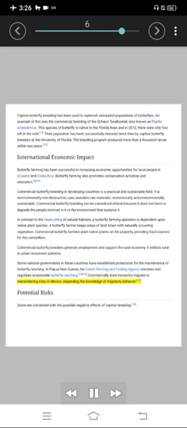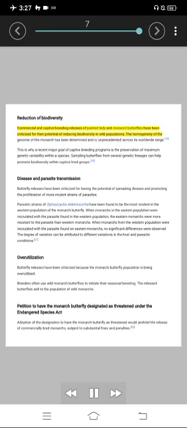Potential risks. Some are concerned with the possible negative effects of captive breeding. Reduction of biodiversity: commercial and captive breeding releases of painted lady and monarch butterflies have been criticized for their potential of reducing biodiversity in wild populations. The homogeneity of the genome of the monarch has been determined and is unprecedented across its worldwide range.